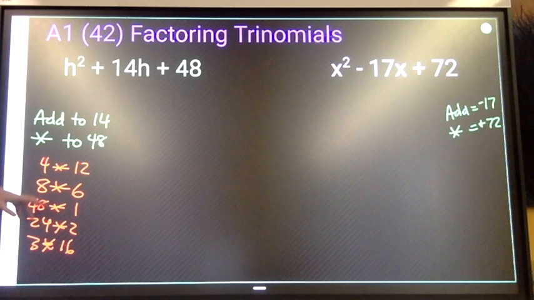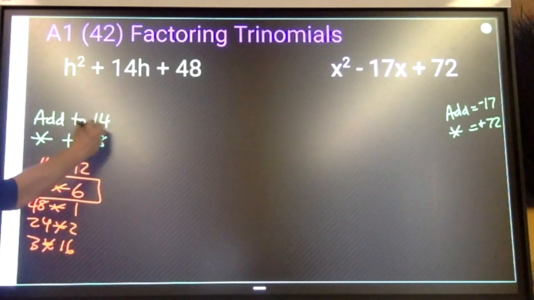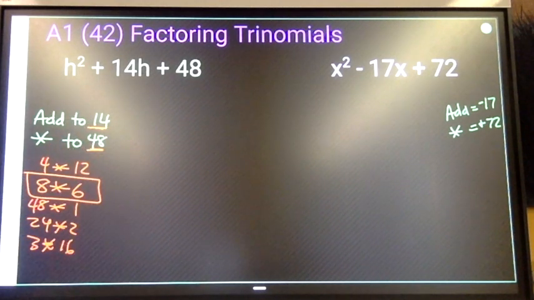Can I find one of these so that when I add the two factors together, I get 14? I already see it. All right, 8 plus 6 is 14. 8 times 6 is 48.